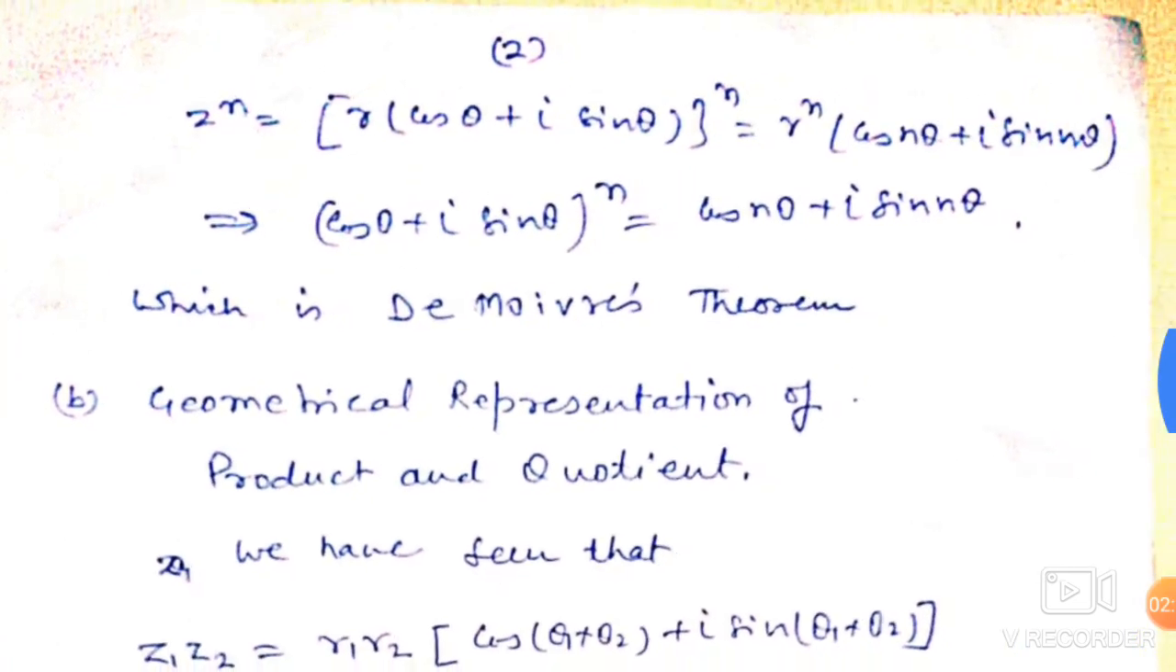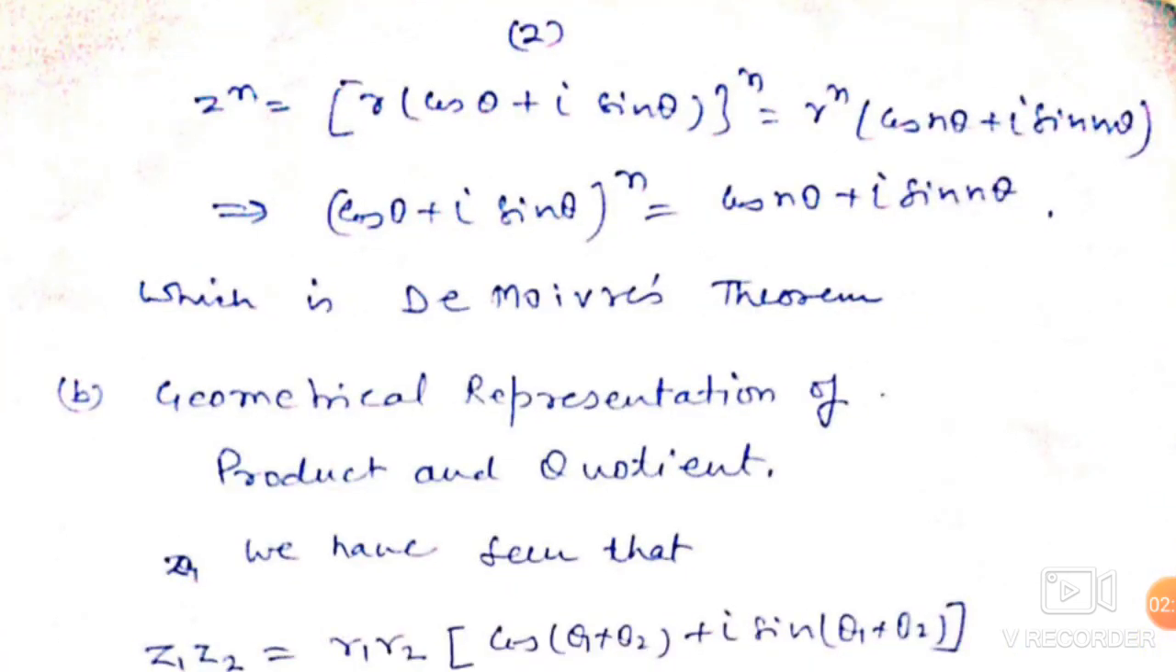Then Z की पावर n equal to r cos theta plus iota sin theta की पावर n, which is equal to r की पावर n cos of n theta plus iota sin of n theta, implies that cos of theta plus iota sin of theta की पावर n, which is equal to cos of n theta plus iota sin of n theta, which is the de Moivre's theorem. This is the statement and proof.